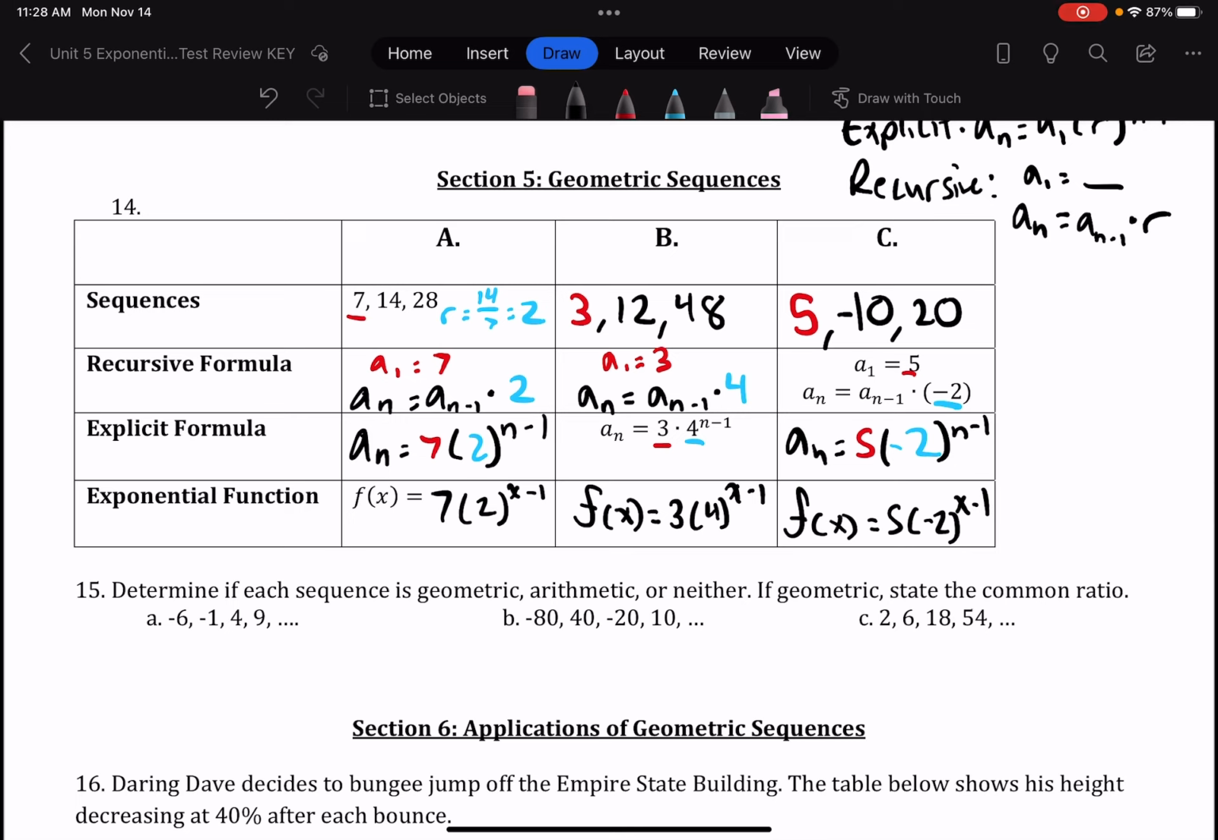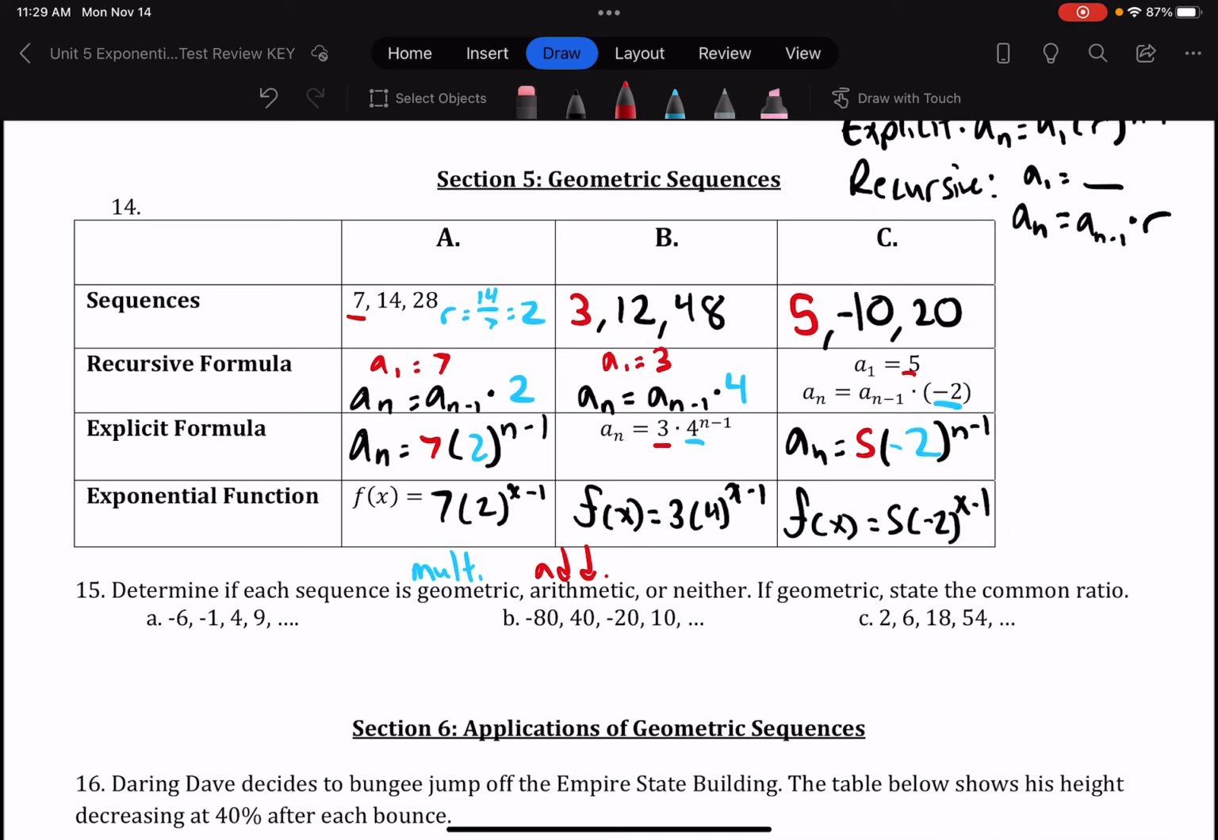Then, problem 15 says determine if the sequence is geometric, arithmetic, or neither. And if it's geometric, we need to state the common ratio. When it's geometric, we know that we need to multiply. If it's arithmetic, we are going to add.